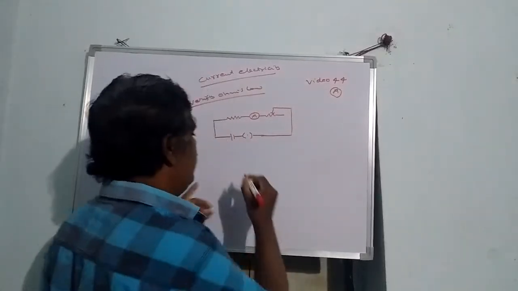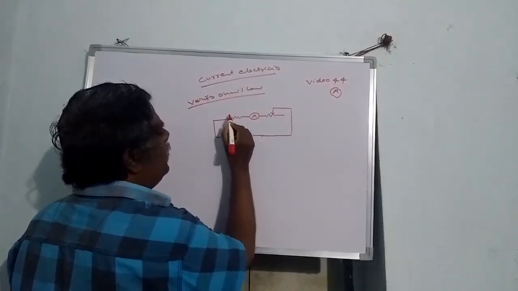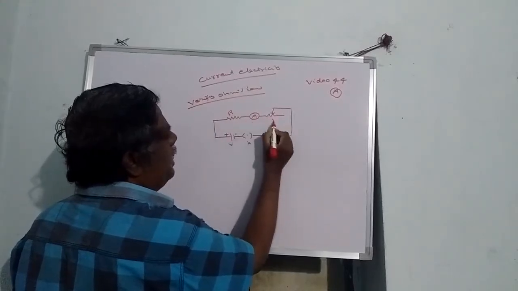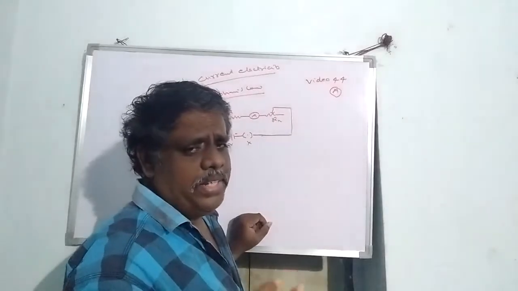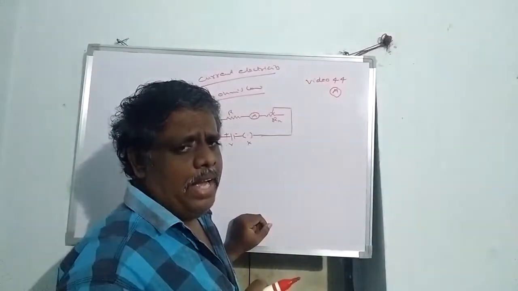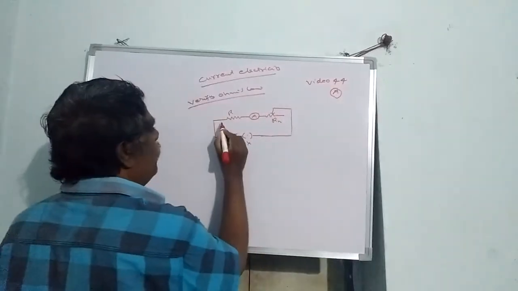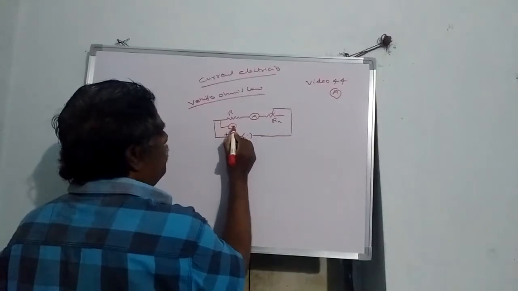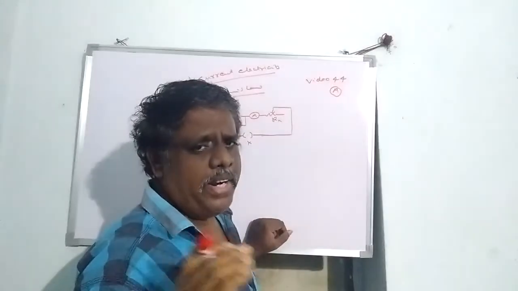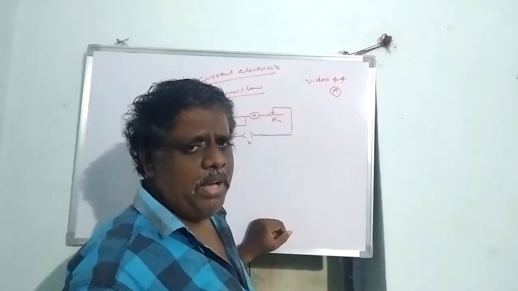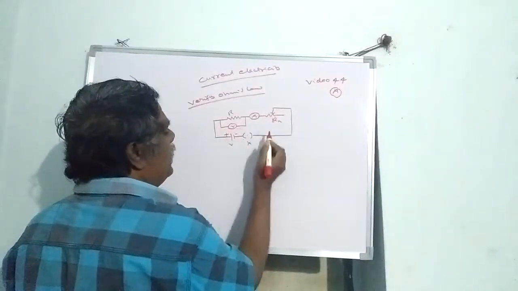Cell, then the key, then resistor R, ammeter A, and the rheostat, denoted with R suffix H, or variable resistance. To increase or decrease the amount of current in the circuit, we can use the variable resistance. Suppose you connect a voltmeter parallel across the resistor. The voltmeter is always connected in parallel, but the ammeter should always be connected in series.